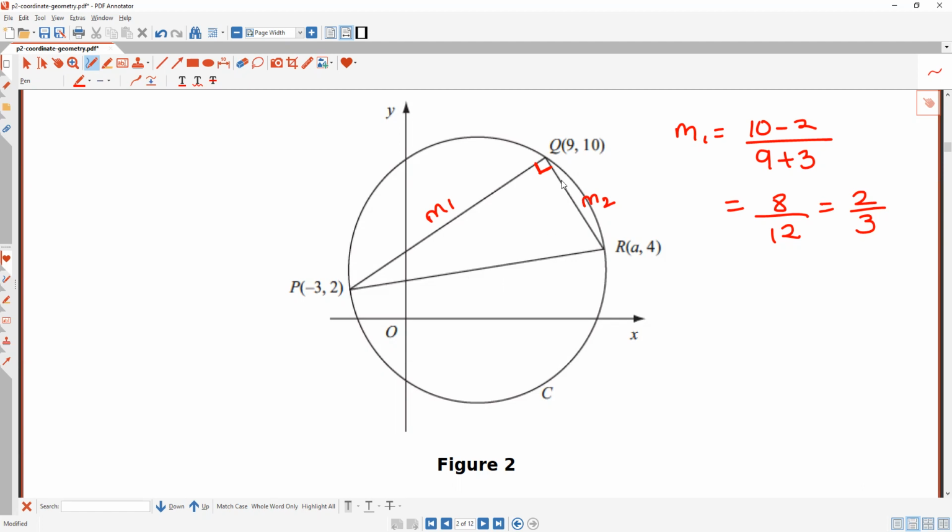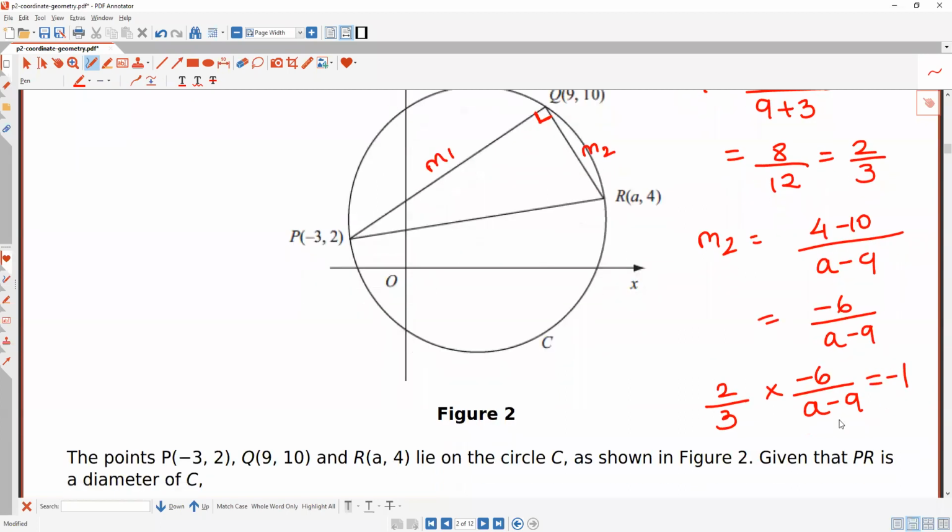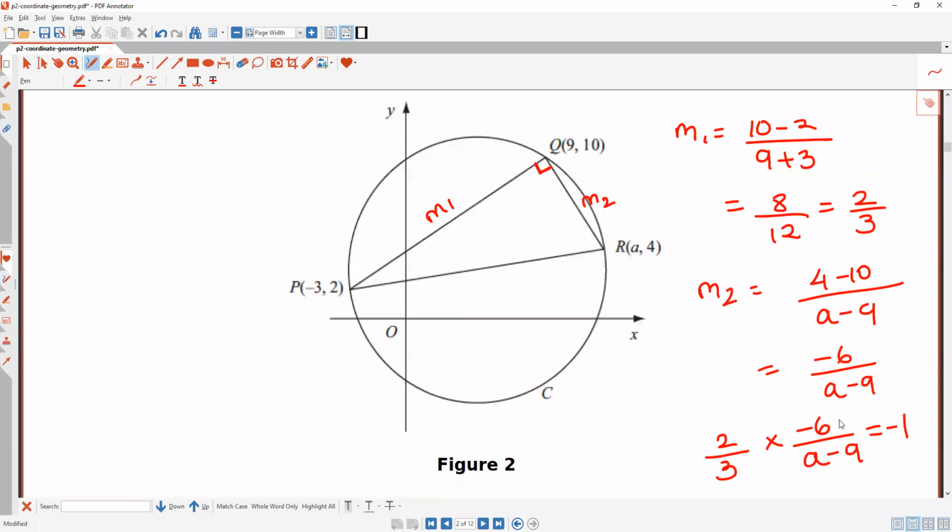Now let's go with the gradient of this thing M2. We got this and we got this as well. M2 is going to be 4 minus 10 divided by A minus 9. Okay, so 4 minus 10 is what? 4 minus 10 is -6. -6 over A minus 9, right? That's your gradient. If you multiply 2 by 3 with -6 over A minus 9, your answer has to be -1. You guys can get the A part easily.